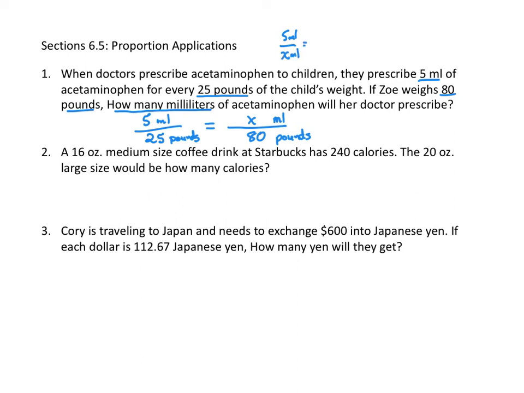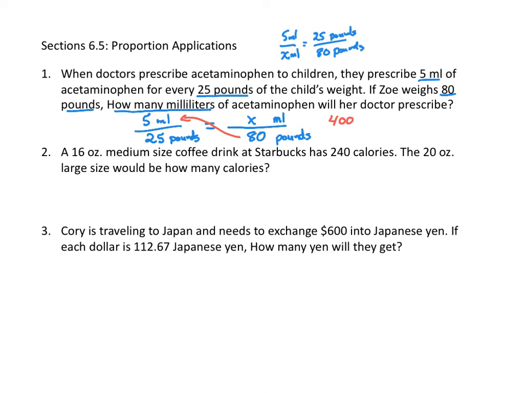But the 5 milliliters goes for 25 pounds, and Zoe weighs 80 pounds. That proportion would also work. Take a look and see what happens when you cross multiply to solve. In the one we wrote originally, we would take 80 times 5. That would be 400.